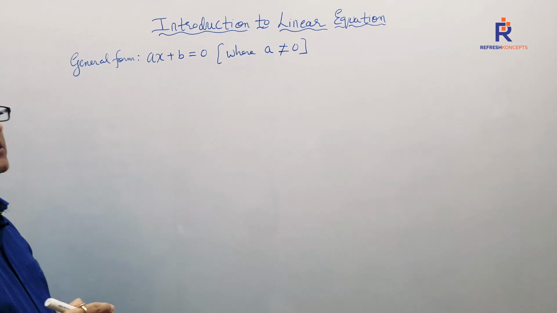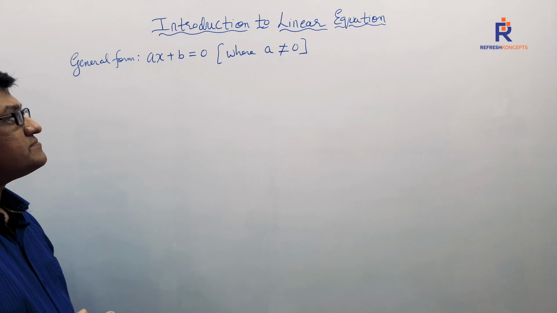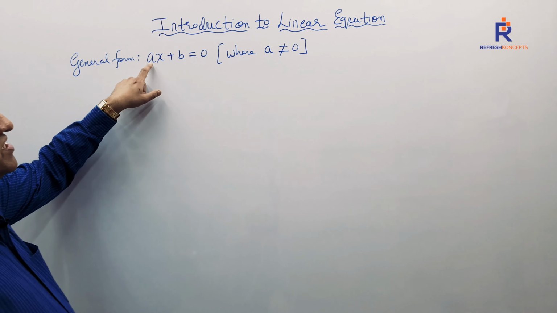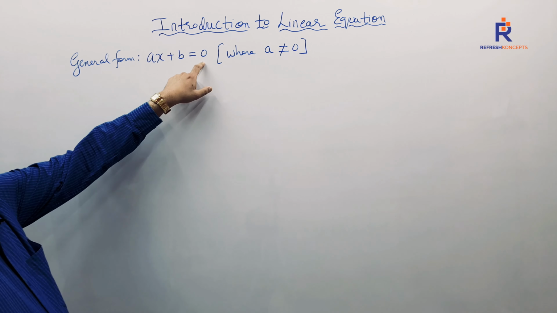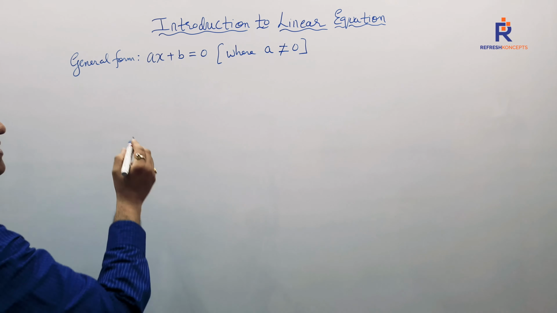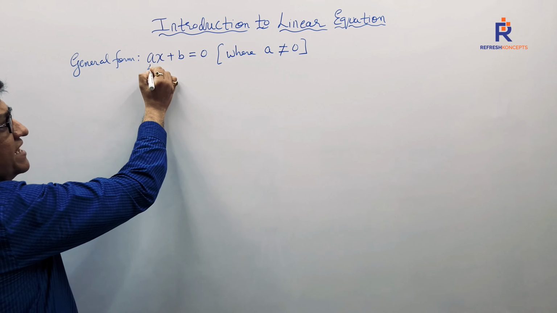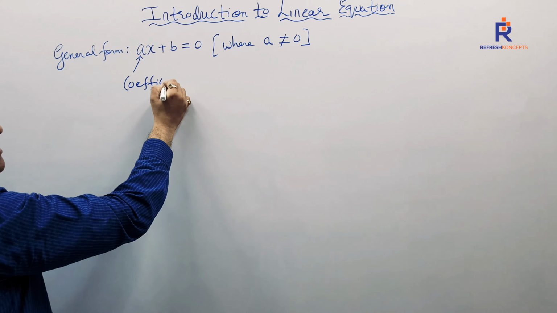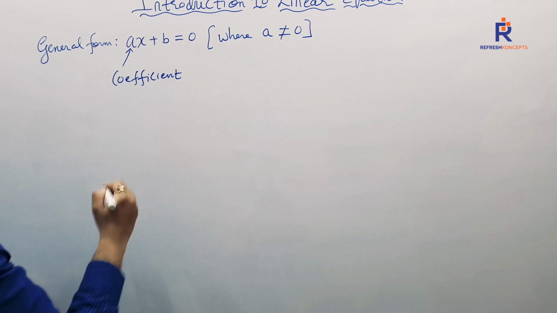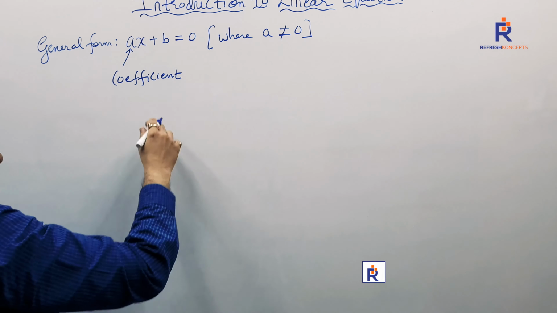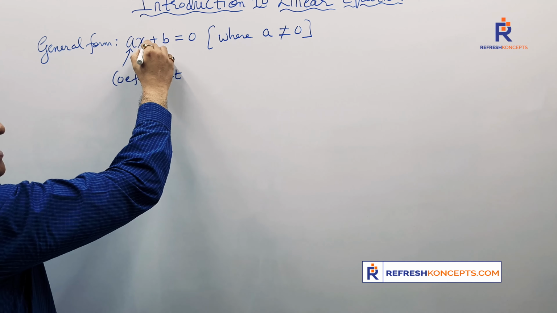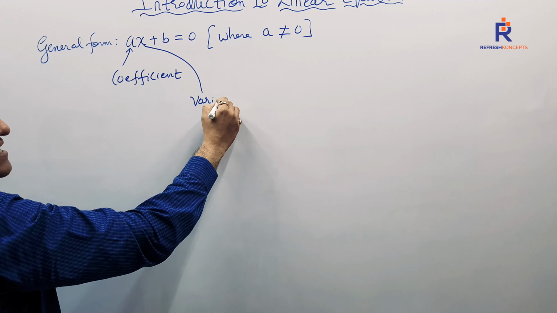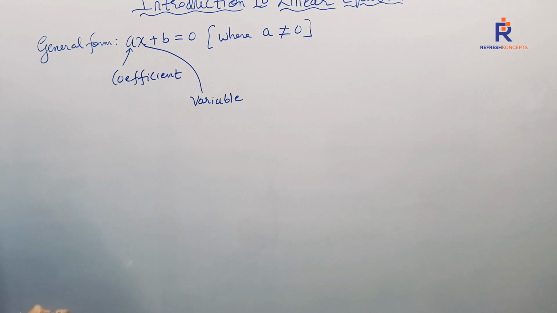I'll come to this particular condition after some time. But what is the general form of a linear equation? The general form is ax plus b equals 0. What do you mean by a and b here? A is termed as the coefficient. Coefficient of what? Coefficient of the variable. So what is x? X is nothing but my variable.